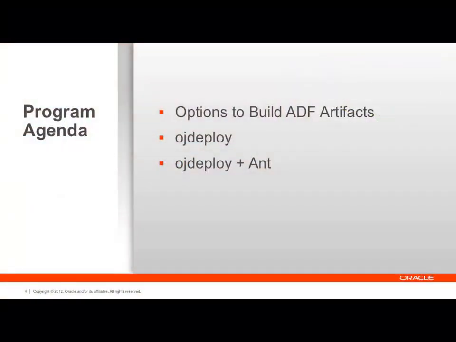So in three parts of this presentation, we'll quickly talk about the options you have to build jars, ears, wars, and ADF library jars. We'll then talk about the ojdeploy utility, what it provides, its features, and then look at a demonstration using it. And then we'll follow that up by embedding ojdeploy in Apache Ant.